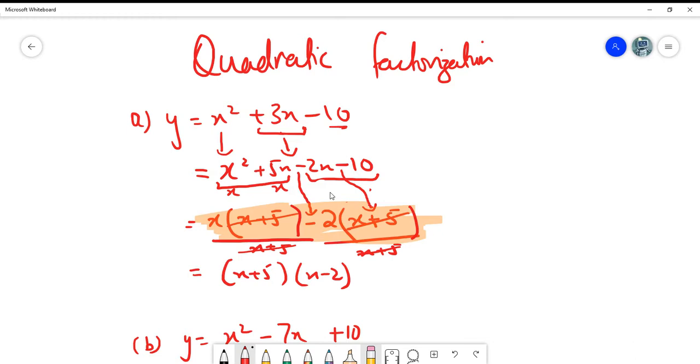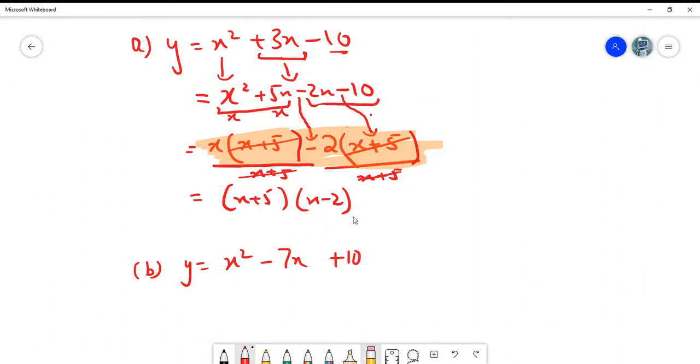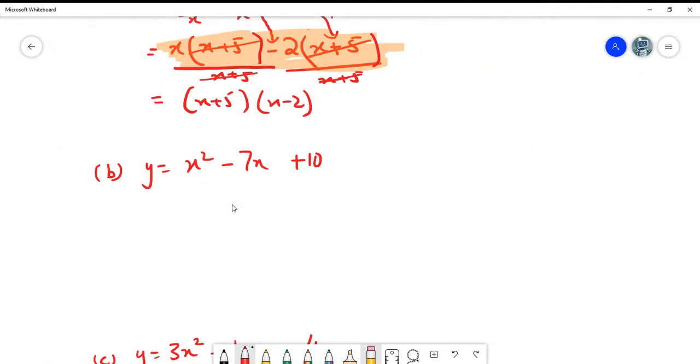Moving on to the next example, and please note this example is slightly different. We have to break down the middle term here as well because that's how factorization works. So the middle term is minus 7x. Now if I write minus 7x here, I can break it down in various ways. One being minus 6x minus 1x.